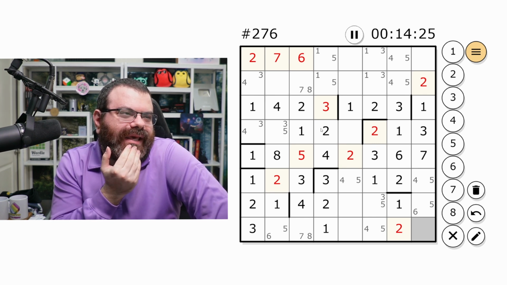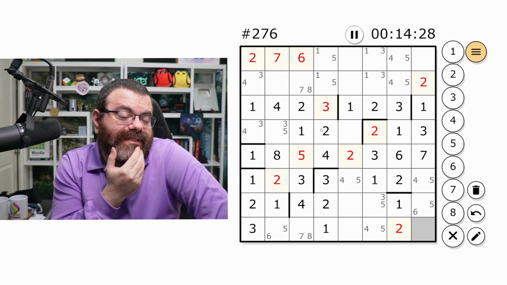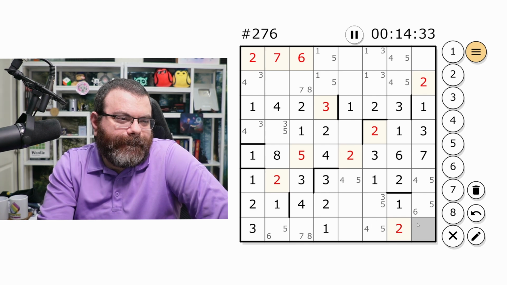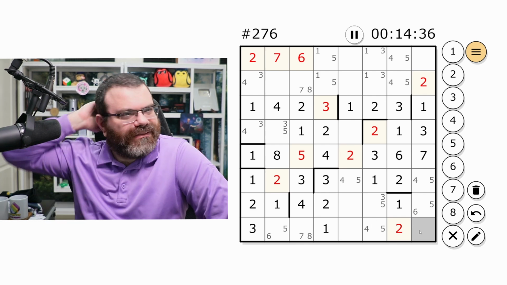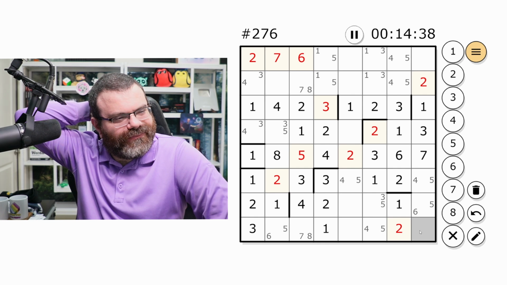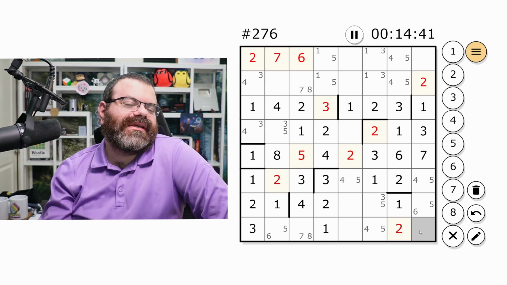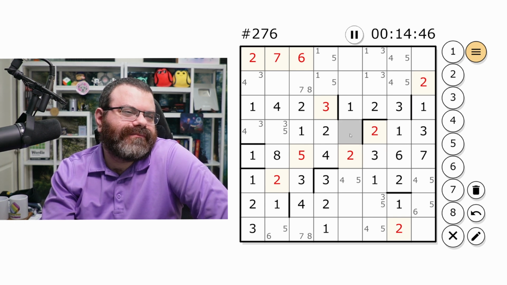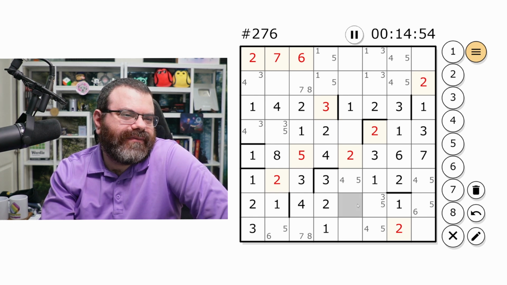3, 5, 6. I could resort to penciling the rest of the puzzle. Not sure if that's useful. I'm just looking at how certain columns might be restricted. I'm gonna go through everything again. Are there any easy wins here? 3, 5, 6. 4 through 8. Huh.